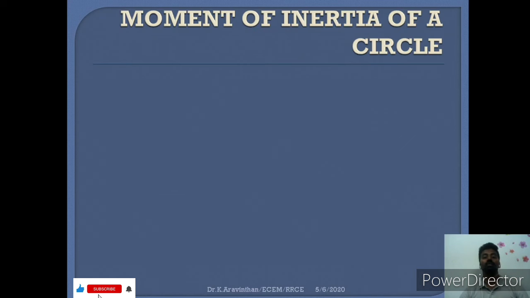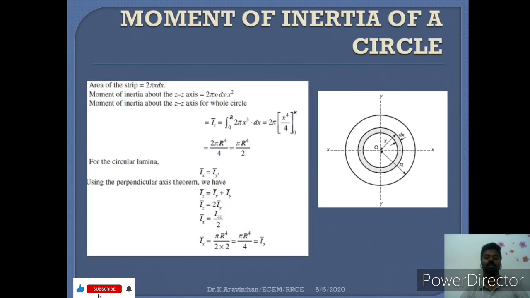Next, we shall move into the moment of inertia of a circle. Let us consider a circle here, and this circle has x and y axes, and the centroid is known as the origin, which is known as O. And let us consider a small elemental strip of an area. Let us consider its thickness as dx, and the distance from the origin, which is taken as x. Also, the total distance from the origin to the extreme of the object is known as the radius r.